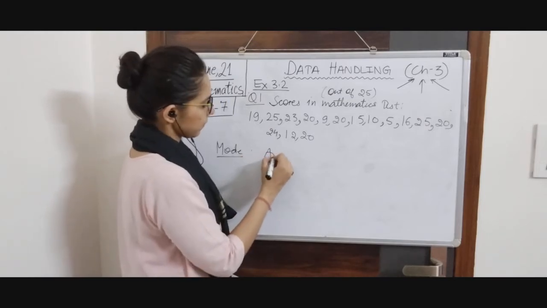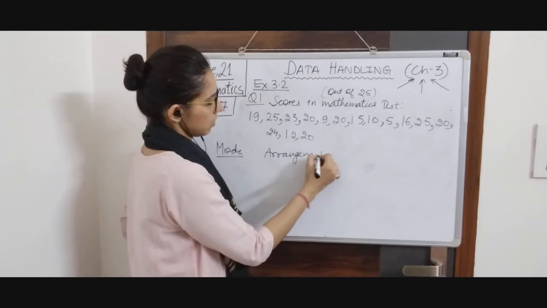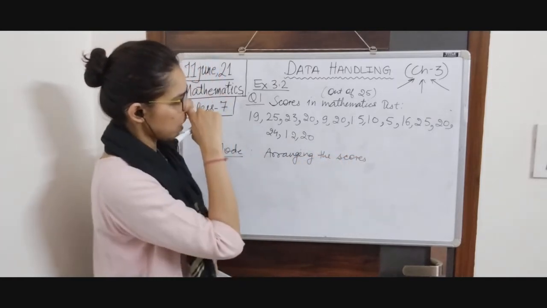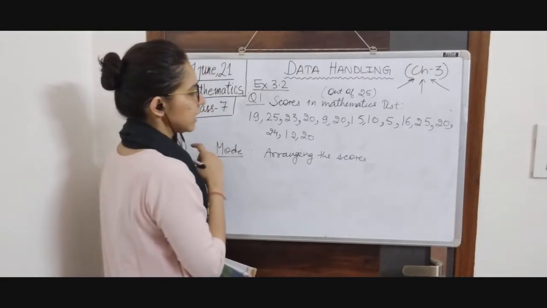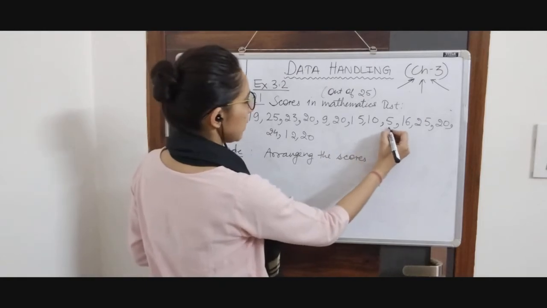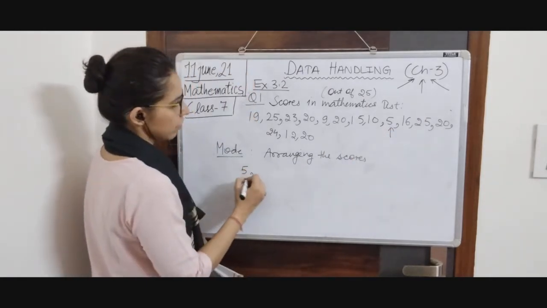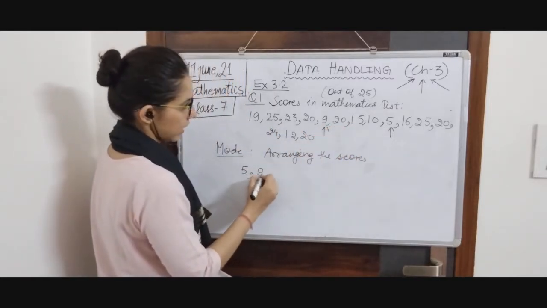First is arranging the scores. We will start with minimum and then at the end we will count that we have included the marks for each of the 15 students. So minimum is 5. So I will start with 5. Next number is 9. I have taken 9.